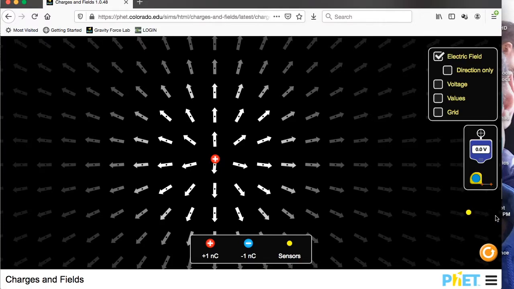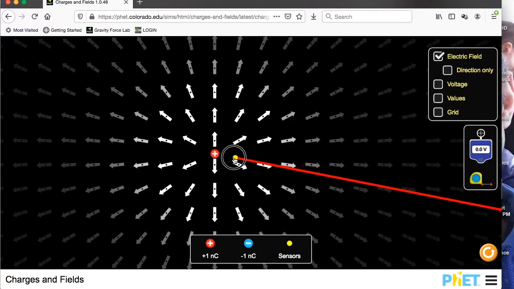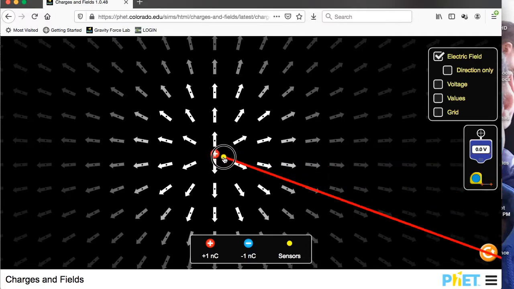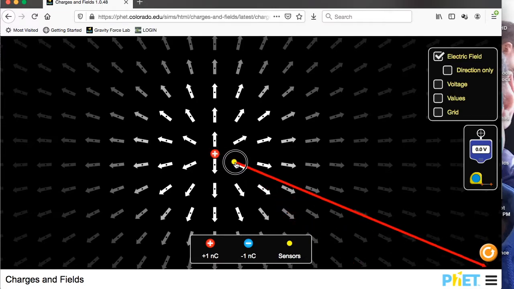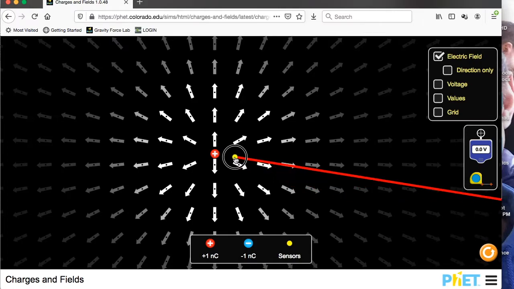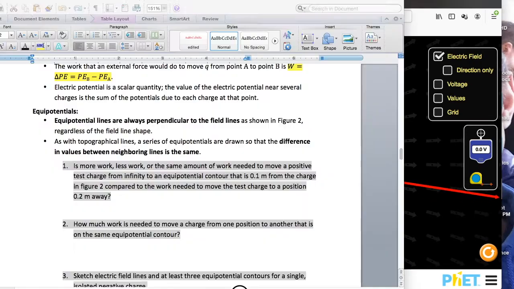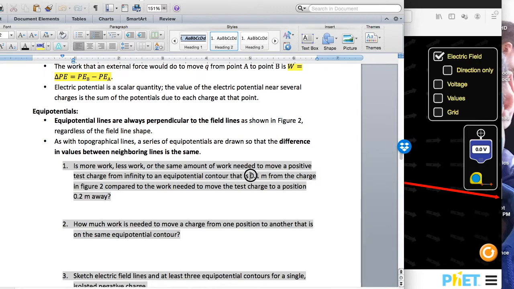At infinity, infinitely far away, there is no field. There's no potential. When I bring it close to the charge, the field gets bigger and bigger, and it's harder and harder for me to move that charge. It takes more and more force because there's more Coulomb force pushing away. So it's easier to bring it to a distance farther away than it is to bring it to a distance that's closer. So it takes more work to bring it to 0.1 meters.